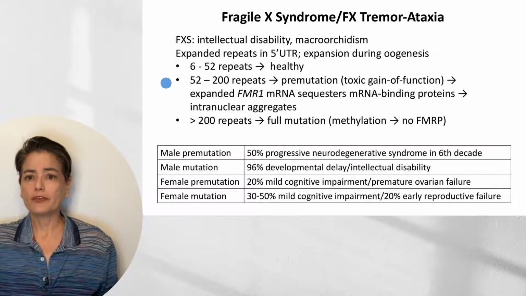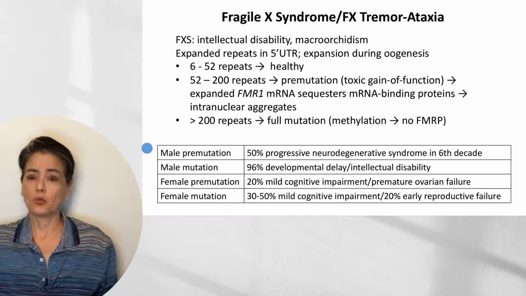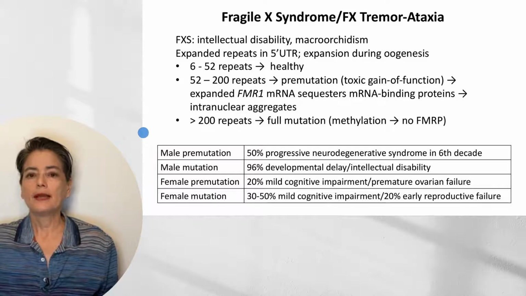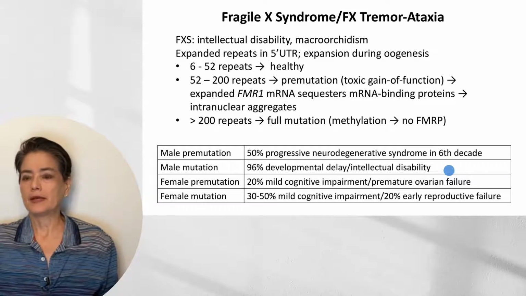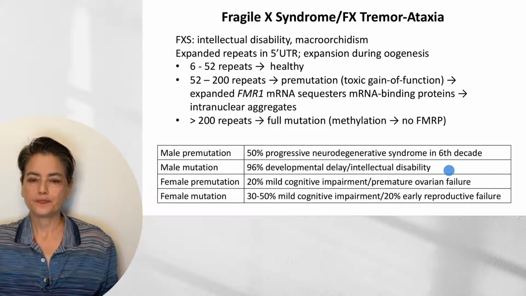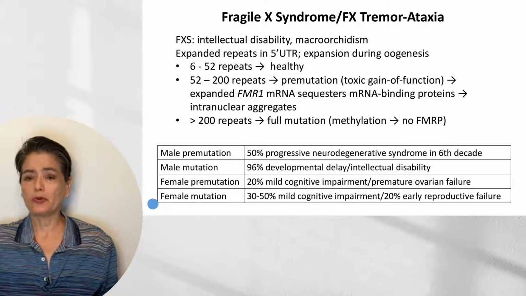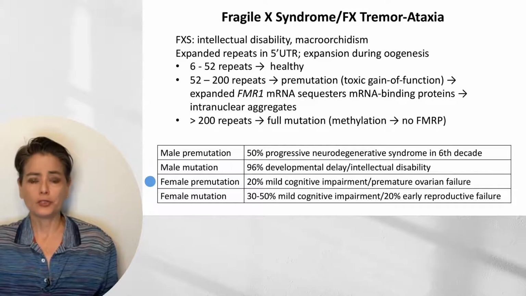Now, it took us a while to figure out there was a link between Fragile X syndrome and this Fragile X Tremor-Ataxia, because the neurologists who took care of the pediatric population weren't the same as the ones taking care of the elderly population. Now, if we look at what happens with the male mutation, so greater than 200 repeats, full mutation, no protein, about 96% of these boys will have developmental delay and or intellectual disability, and about 90% will show macroorchidism. Now, we also have something unusual for an X-linked disease in that females are also affected.